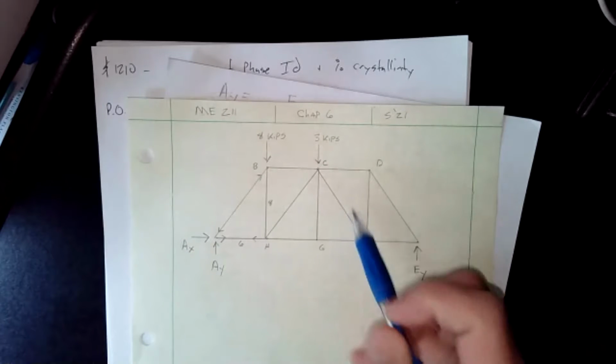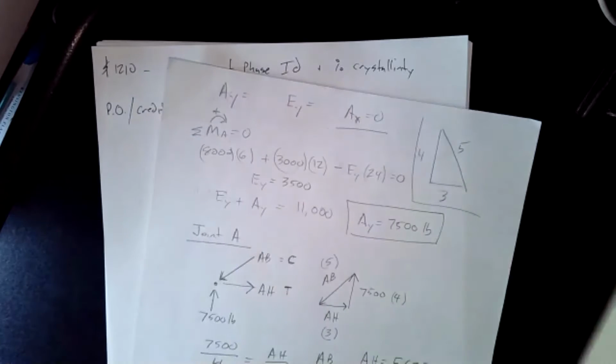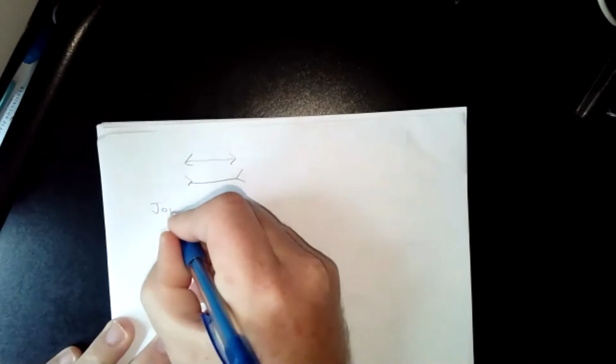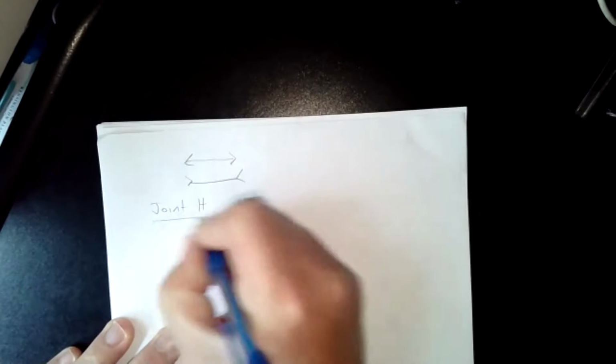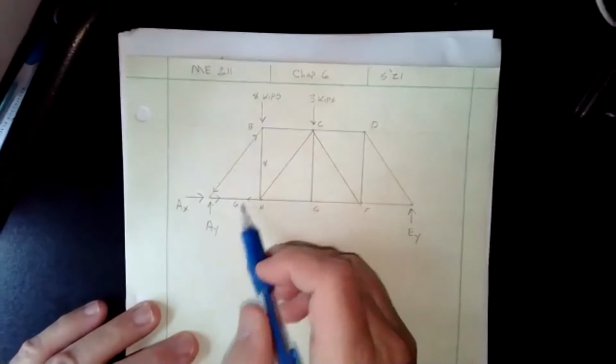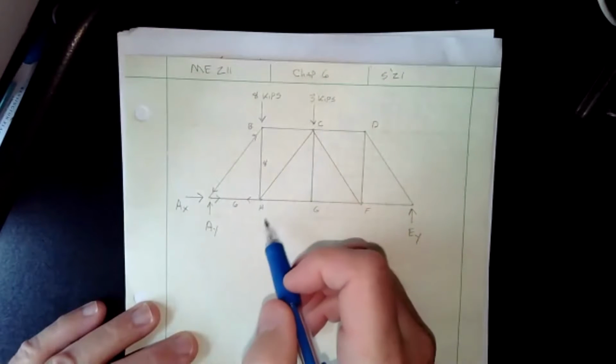Okay, so now we've gotten to B, so we have time to go to H, and then you could see the pattern just repeats itself. So if we were to go to joint H, then what do we have? Well, if we go back and we look at H, we have this, this, this, and this. So we have HC. So let's go ahead and we'll draw it.